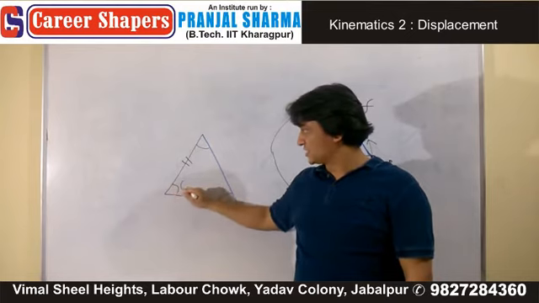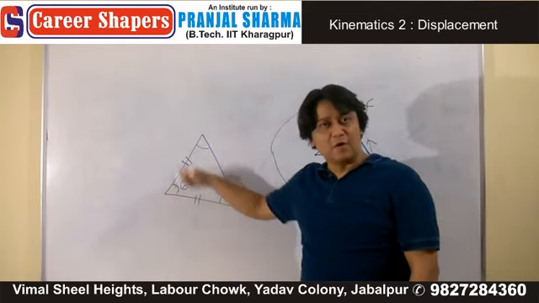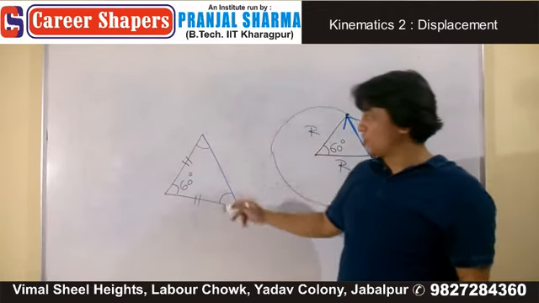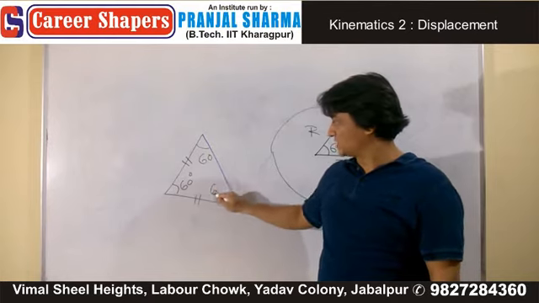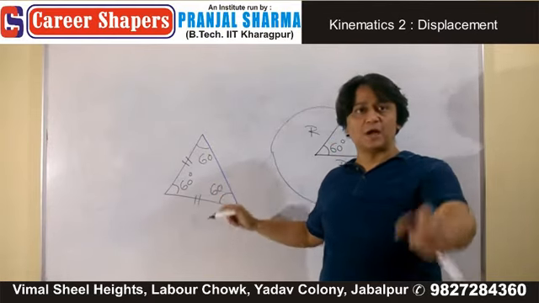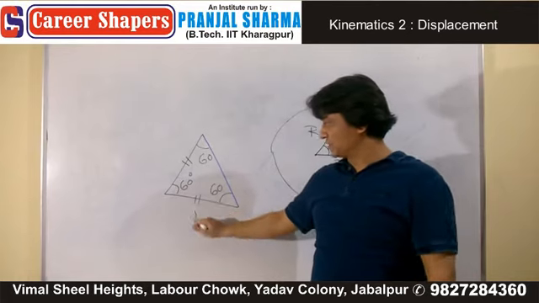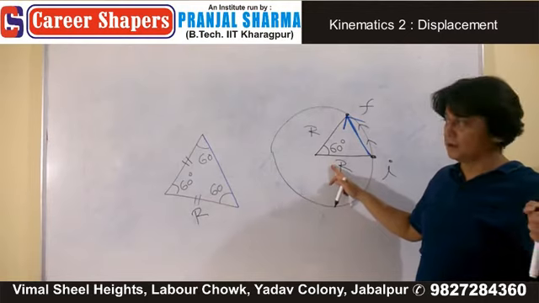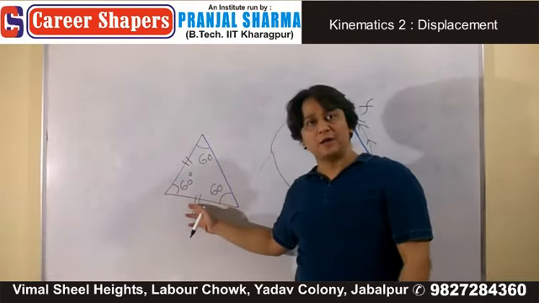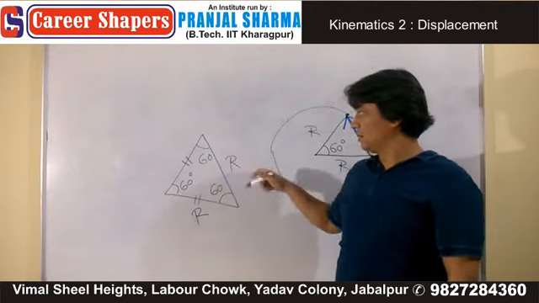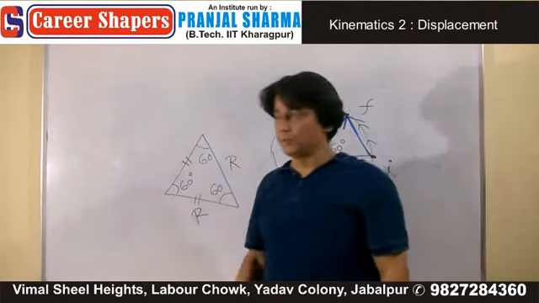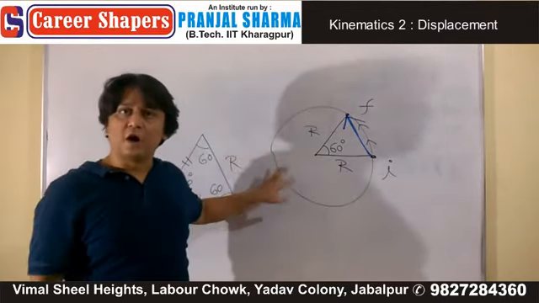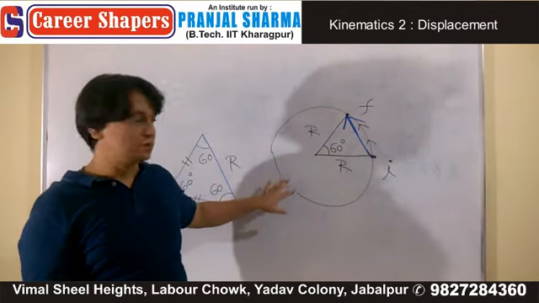But this is 60 and sum of all three is what? 180. But they are equal. Only one option is left. 60, 60. Which makes it what? An equilateral triangle. Initially it was only an isosceles triangle. And then you found that it is also an equilateral, which means length of blue line is what? R. This is for school examination.